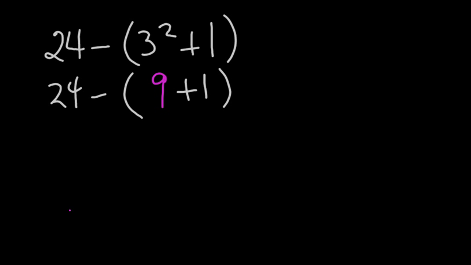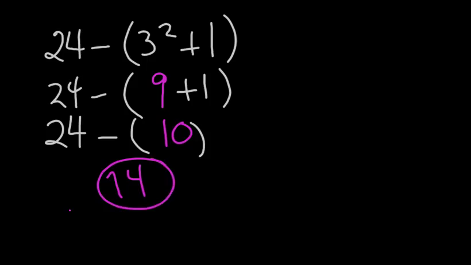Next, you're going to add. I know add is last, but we're inside the parentheses. We're, please excusing my dear Aunt Sally, inside the parentheses, and you've already done everything else. So you get to add. So that means you're going to have 24 minus parentheses, and 9 plus 1 is 10. So there you go. Now, 24 minus 10 is 14.